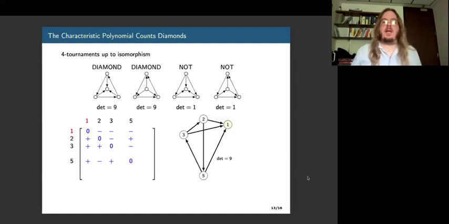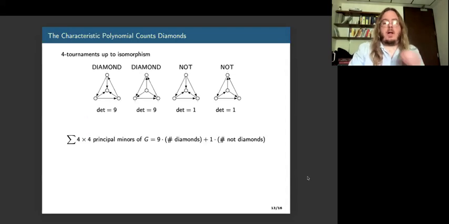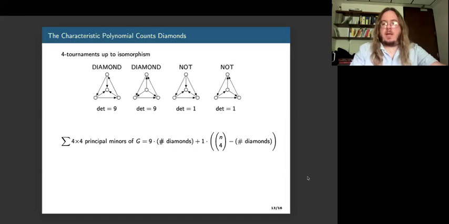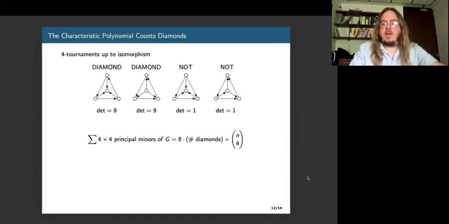So the idea here is that I can look at the principal minors of this matrix to figure out how many diamonds I have. In general, this gives me the following: the sum of 4x4 principal minors of this matrix G is going to be 9 times the number of diamonds in its corresponding graph, plus 1 times the number of things that aren't diamonds. Now, because there's only 2 classes here, I can write the number of non-diamonds in terms of the number of diamonds, and then just get a nice tidy equation.